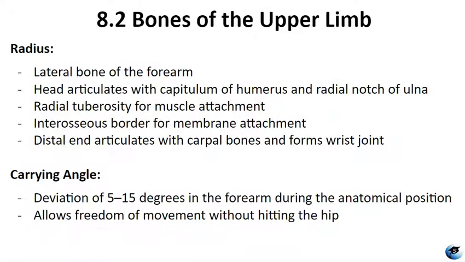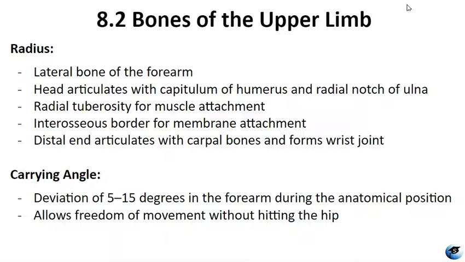The radius is the bone that's on the thumb side of the forearm. Its head connects with the capitulum of the humerus and the radial notch of the ulna, forming part of the elbow joint. A bump called the radial tuberosity provides a spot for muscles to attach, aiding in forearm movement. And then along the shaft of the bone runs the interosseous border, where a membrane attaches. At the bottom, the distal end of the radius connects with the carpal bones, forming the wrist joint.